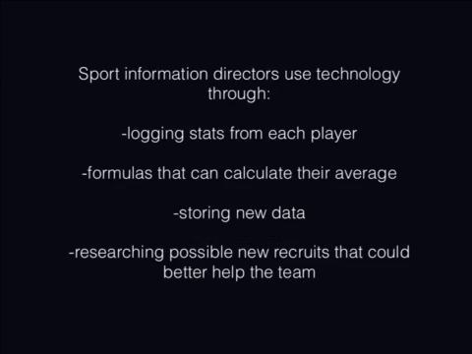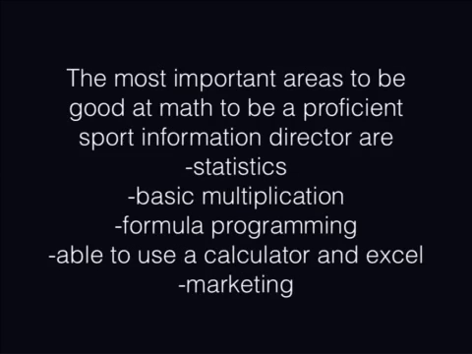Sports information directors use technology through logging stats for each player, and they have to find formulas that calculate their average, and they store new data, and then they have to research possible new recruits that could better help the team. And that's where they would use the stats and the formulas to help recruit or scout new players. The areas that a sports information director is good at would be in statistics, basic multiplication, formula programming, and then being able to use a calculator in Excel, and then they also need to be good at marketing.